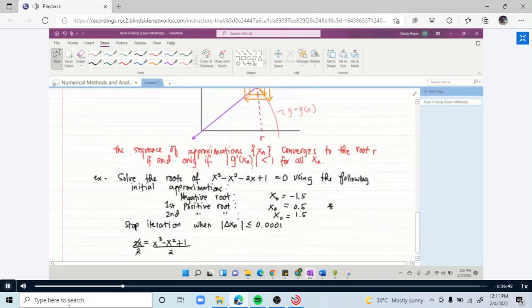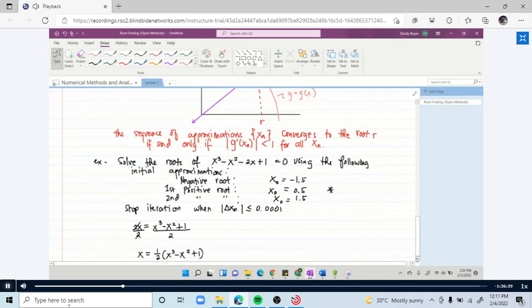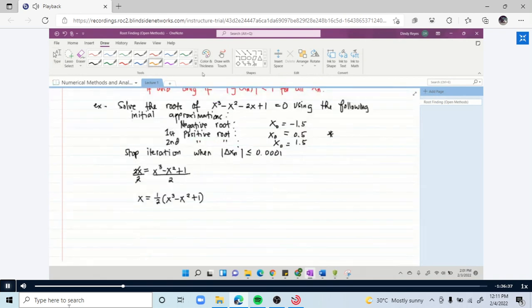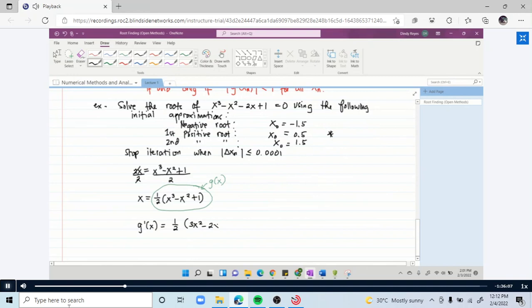Now, we have to ensure convergence. In ensuring the convergence, we need the derivative of g. Remember, this is g, no? On the other side, itong part na to is g. This is g of x. So we have to ensure convergence using that function. So we have to get g prime of x. G prime of x is, I'll just copy the constant, no? And then power rule for this, we have 3x squared minus 2x. That is the derivative of g.